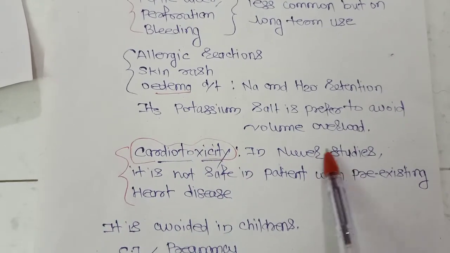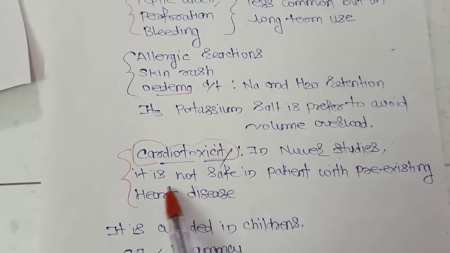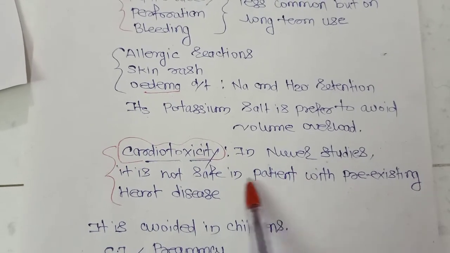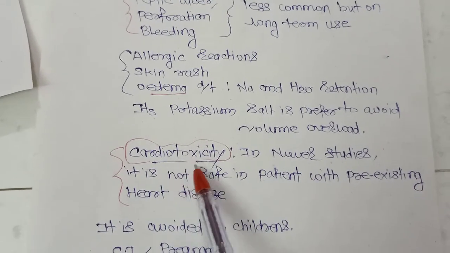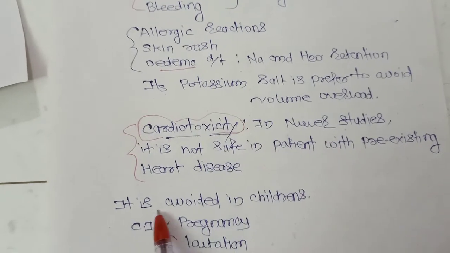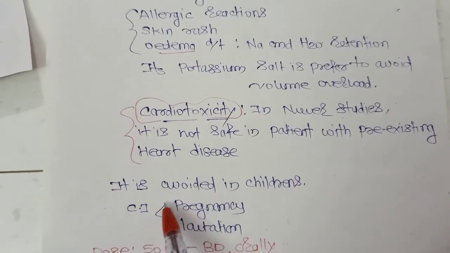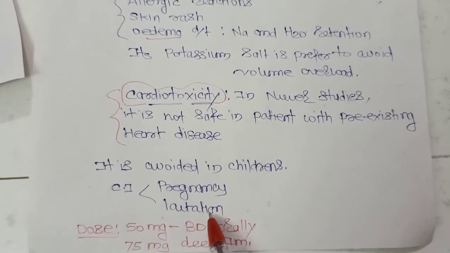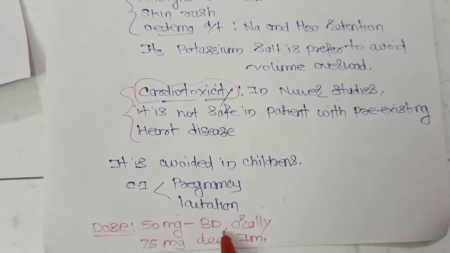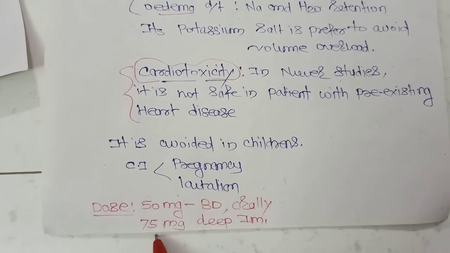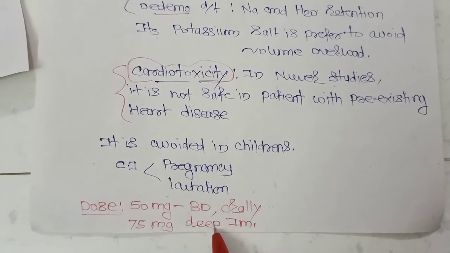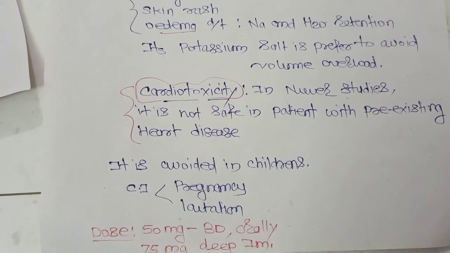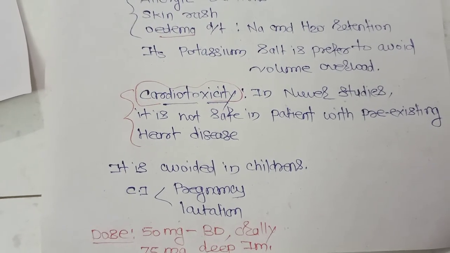Cardiotoxicity: in newer studies, it is not safe in patients with pre-existing heart disease, so it is better avoided in those patients. It is also avoided in children, and it is contraindicated in pregnancy and lactation. The dose is 50 milligrams BD orally, or it is given parenterally as 75 milligrams deep intramuscular. So it is the most commonly used NSAID because it is more effective as an antipyretic, analgesic and anti-inflammatory drug.